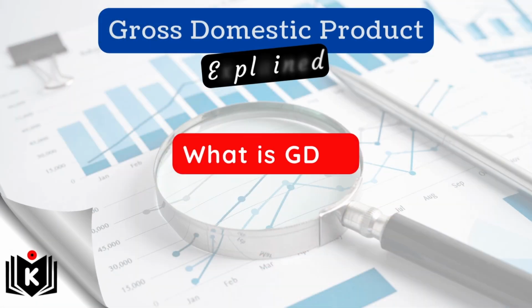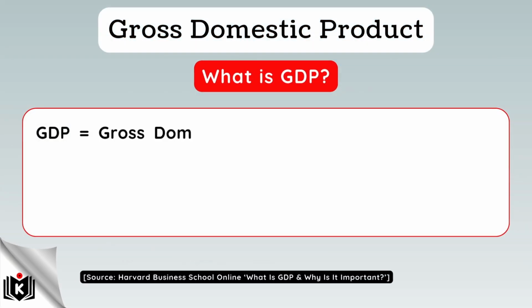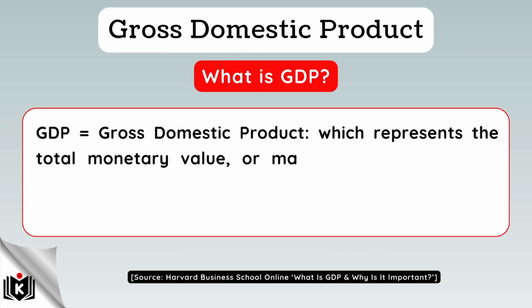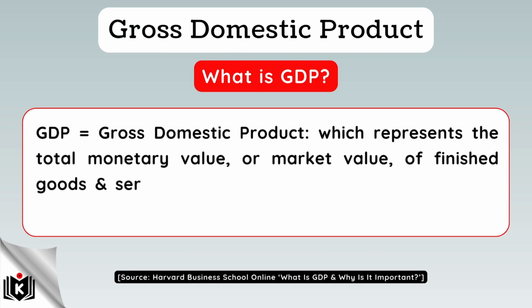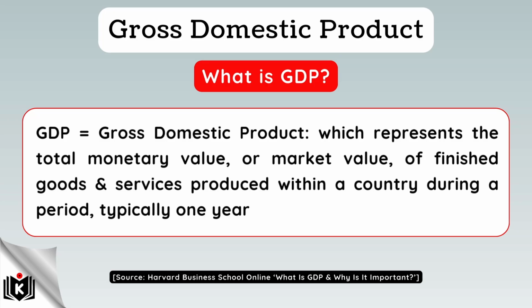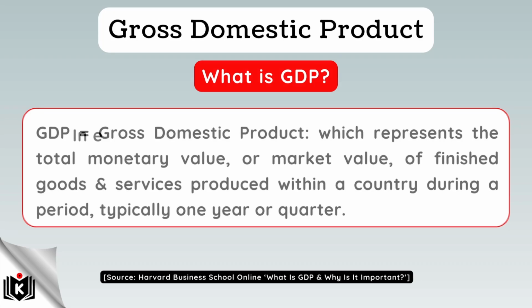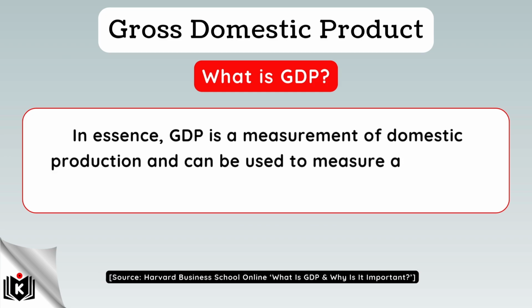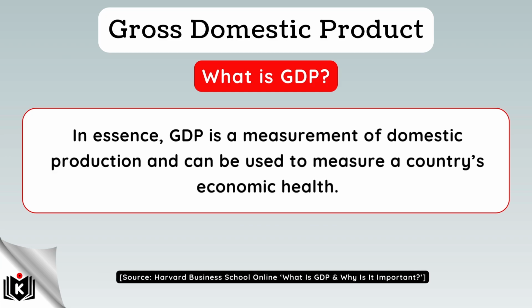Let's first explain what GDP is. GDP stands for gross domestic product, which represents the total monetary value, or market value of finished goods and services produced within a country, during a period, typically 1 year, or a quarter. In essence, GDP is a measurement of domestic production, and can be used to measure a country's economic health.